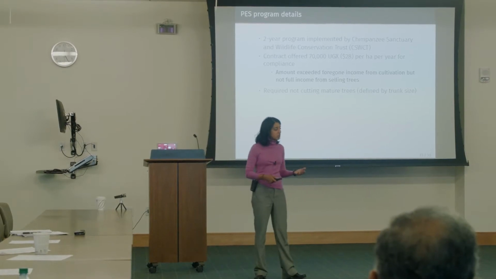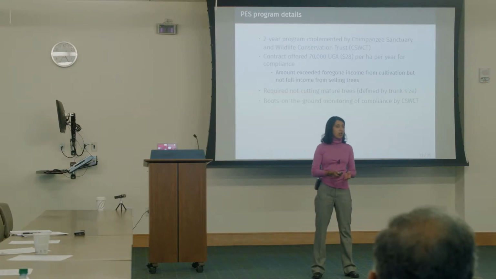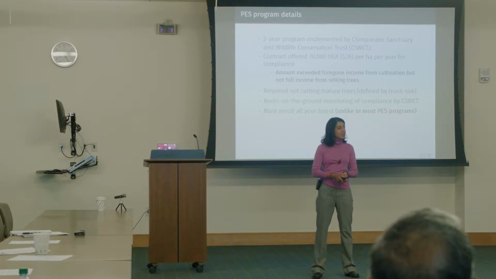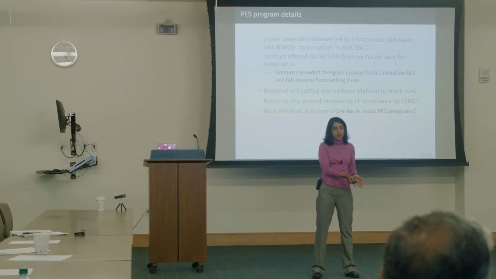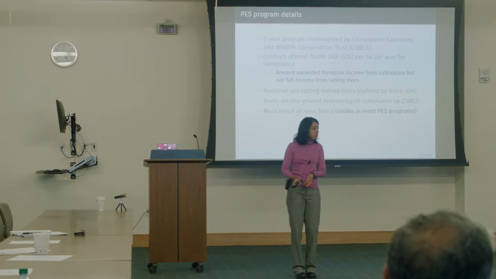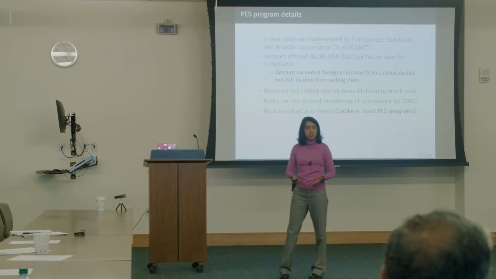So it required not cutting mature trees, which are defined by the diameter at breast height of a tree, and then boots-on-the-ground monitoring by CSWCT. One thing in the course of this: those big national programs in Mexico and Costa Rica don't require you to enroll all of your land. I think that's a first-order change we made that seems pretty obvious, probably to everybody in this room, because if you could set aside some land that you don't enroll and do all your cutting there, and then enroll this land and get paid for it, it's very easy to shift. People aren't cutting down all of their forests every year.